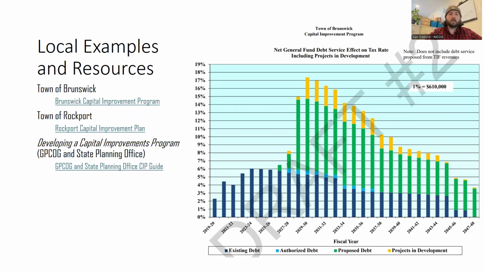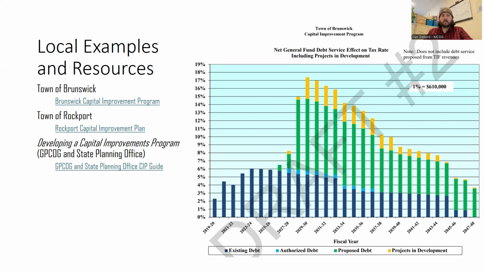And finally, on capital improvement programs or plans, some resources, starting off with the State Planning Office and GPCOG developed an excellent, I think, capital improvement program guide. This is an older document, but it's still definitely, in my mind, an excellent one to work off of, a great resource. These links, you'll be able to click on them later if you'd like to check it out.